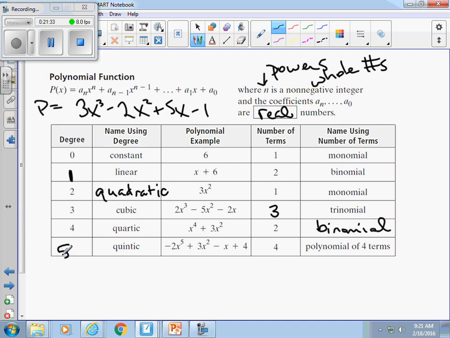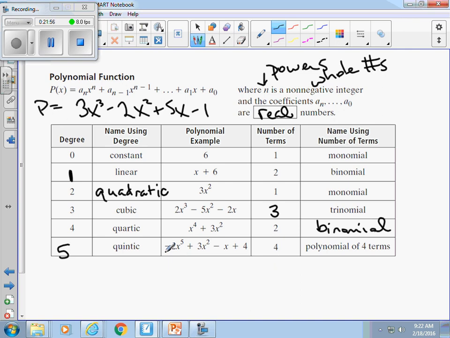Degree of 3 is called a cubic. Degree 4 is called a quartic, and degree 5 is called a quintic. You will never be asked anything above a degree 5. You probably won't even be asked anything up to a degree 5, but you will never be asked anything past a degree 5.